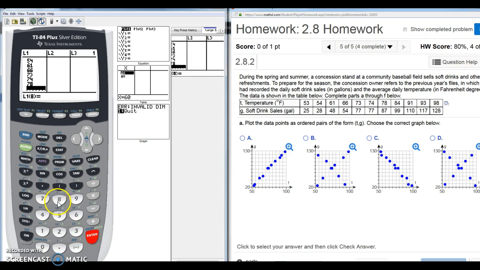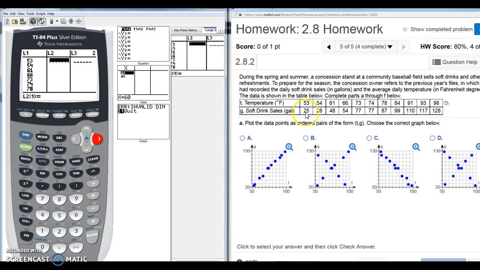But that could happen entering it on an Excel sheet or some other statistical program as well. It's nice when you're able just to upload the data. I've got all my T values, and then I used my right arrow key right here to get to the second list, and I want to make sure I pair them up correctly.